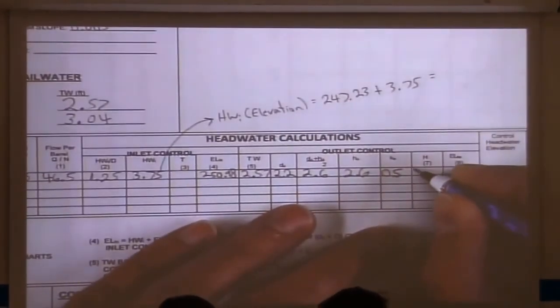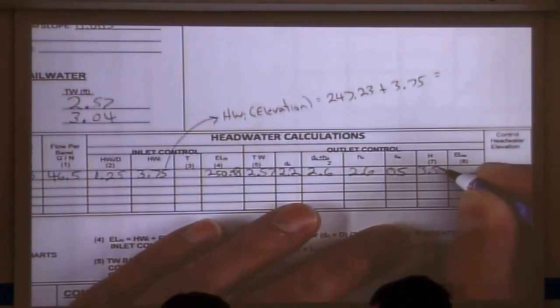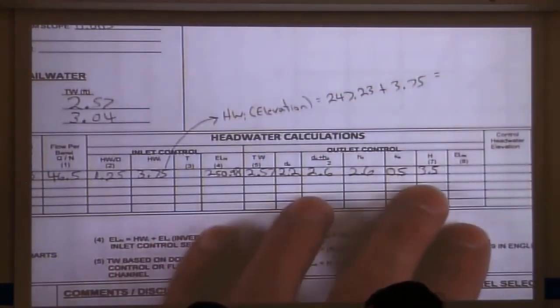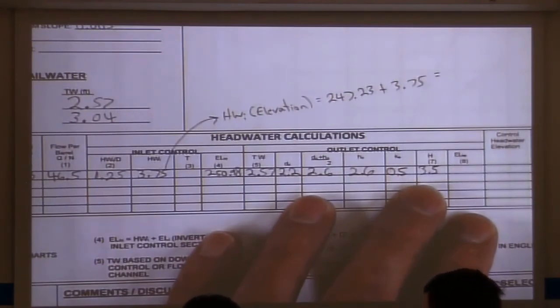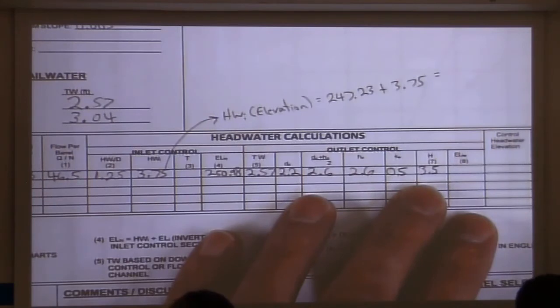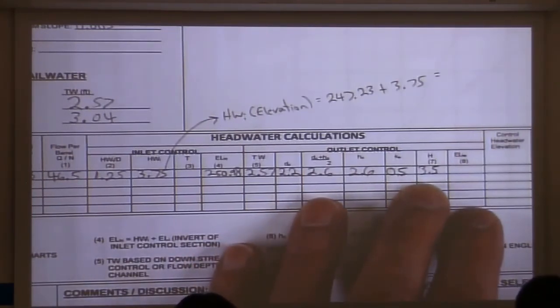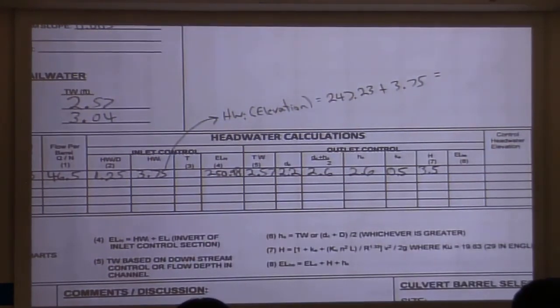So H is 3.5, and what is that again? What is H again? Capital H? Total head loss. You're getting it. It is the total head loss. It's the entrance loss, the friction loss, and the exit loss, all wrapped together in one number. So that's all your energy losses. We're solving the energy equation, so this gave you all your energy losses from the inlet to the outlet.